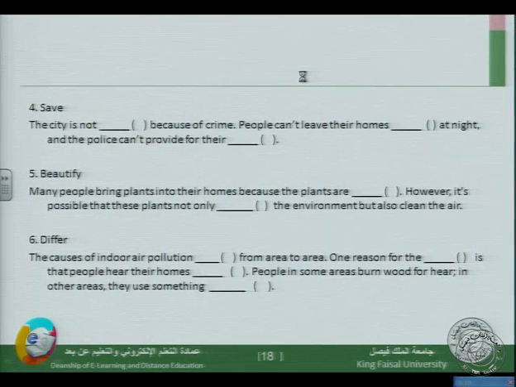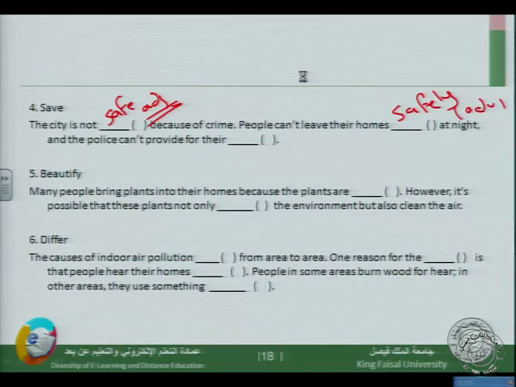Safe. The city is not safe. Safe is an adjective. It is not safe because of crime. People can't leave their homes safely. Here an adverb. Safely modifies leave. And police cannot provide for their safety.